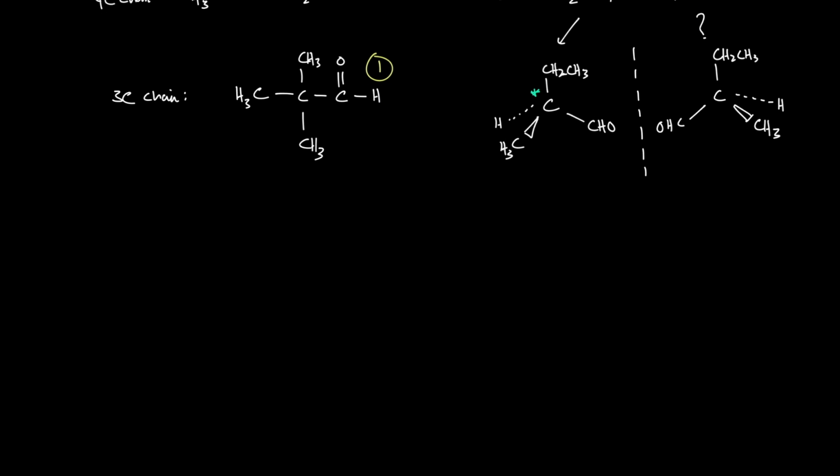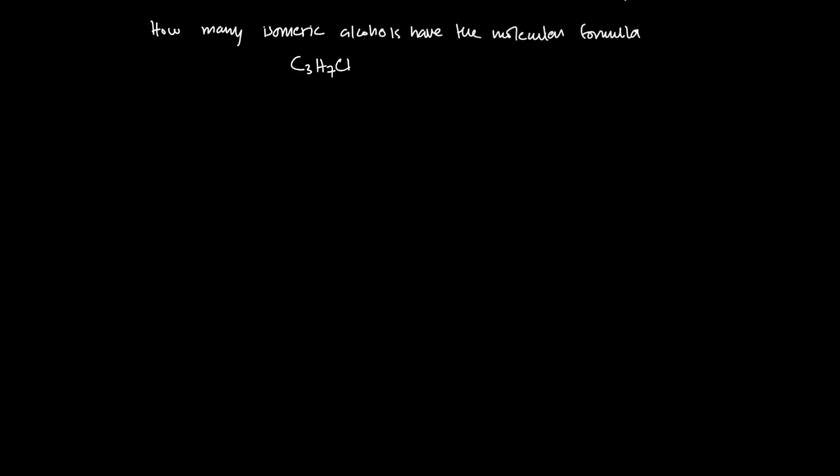All right. The next question that I have is this: how many isomeric alcohols have the molecular formula C3H7ClO?